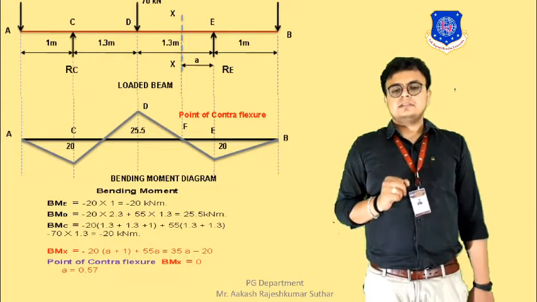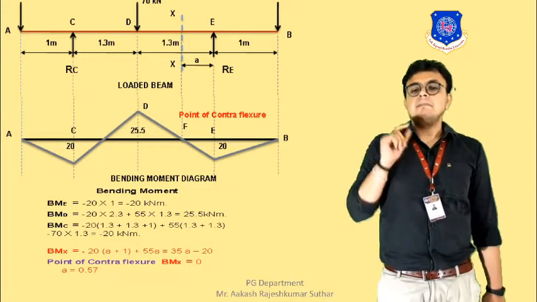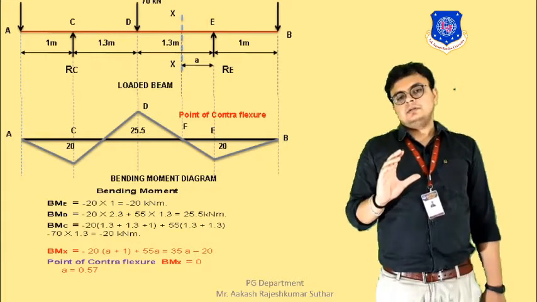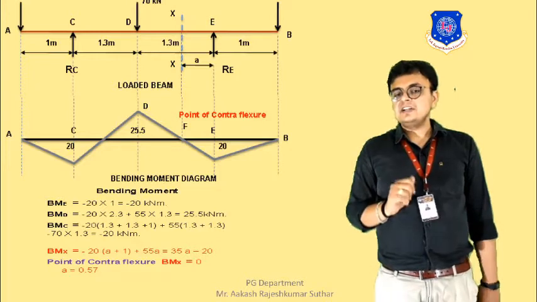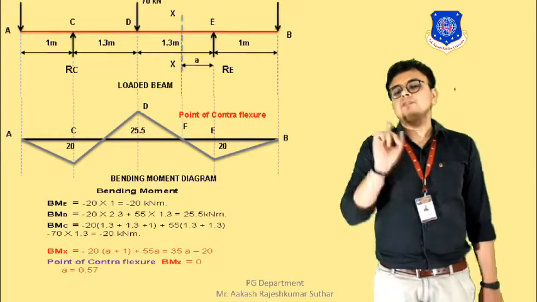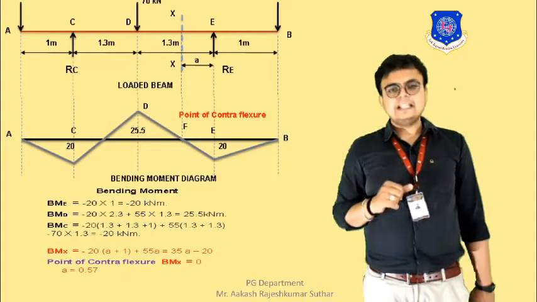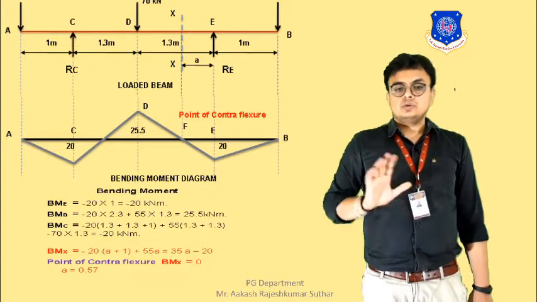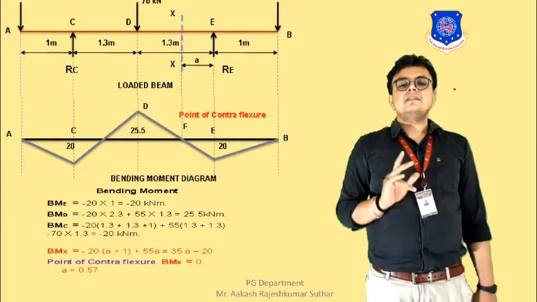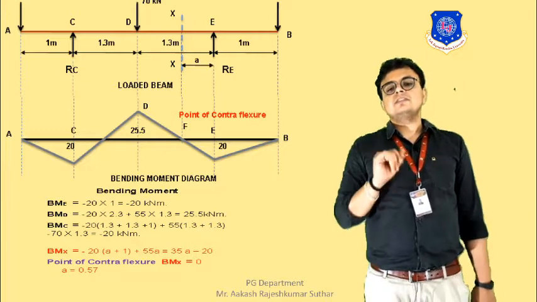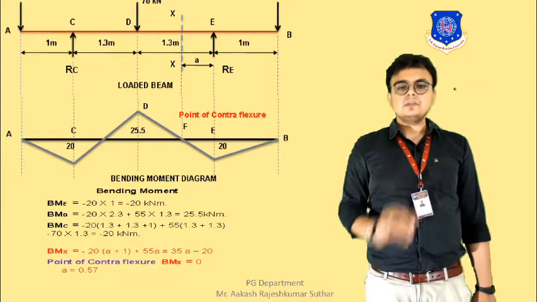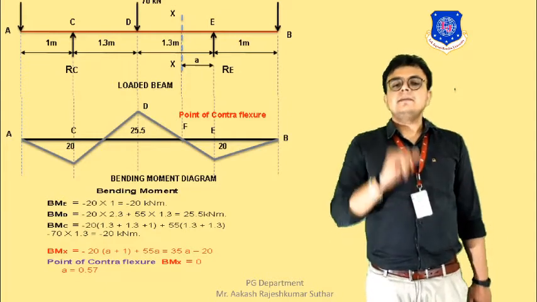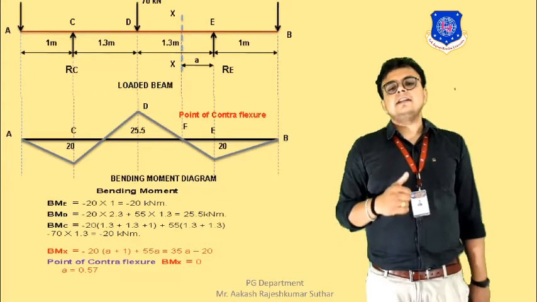So, starting with the B point, that is minus 20 into (1.3 plus 1.3 plus 1) plus reaction at E, that is 55 into (1.3 plus 1). Now, moving towards the point D, again we have the negative sign, 70 into 1.3. So, cumulatively at C we are having the bending moment of minus 20 kilonewton meter. So in this way, we are finding the bending moment.